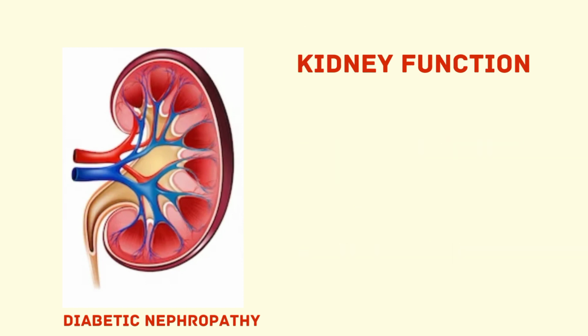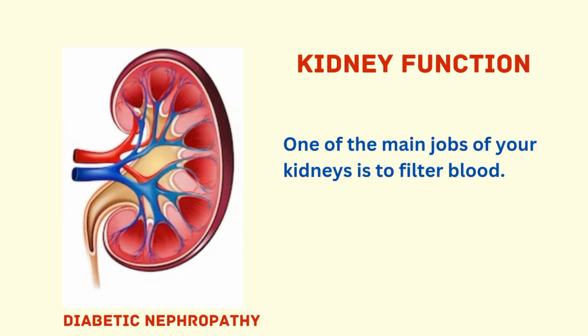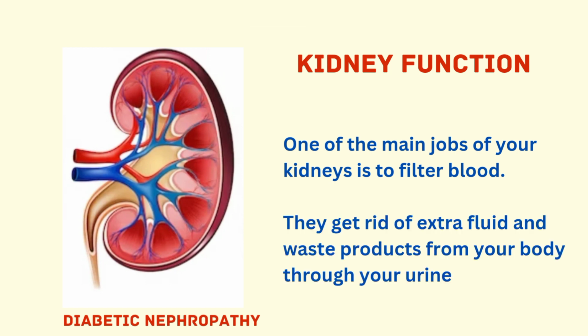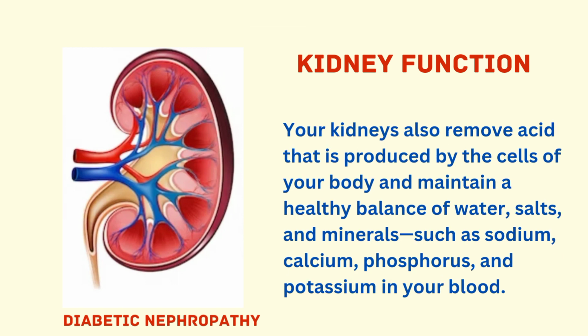Now let us see the function of the kidney. One of the main jobs of your kidneys is to filter blood. They get rid of extra fluid and waste products from your body through your urine. Your kidneys also remove acid that is produced by the cells of your body and maintain a healthy balance of water, salts and minerals such as sodium, calcium, phosphorus and potassium in your blood.